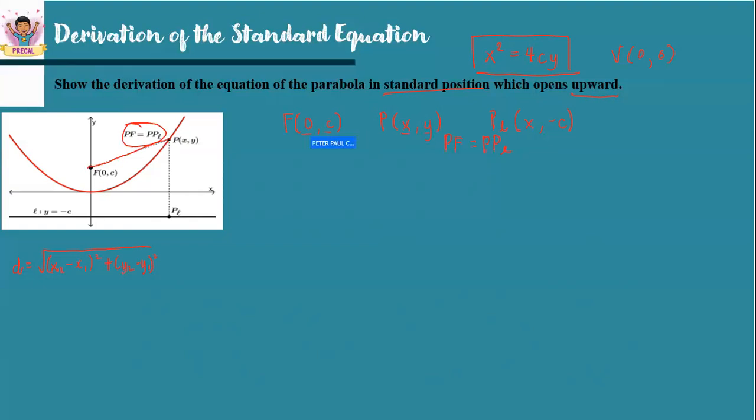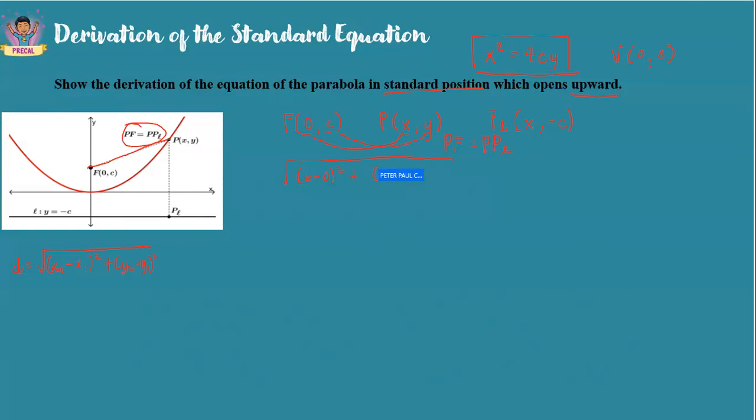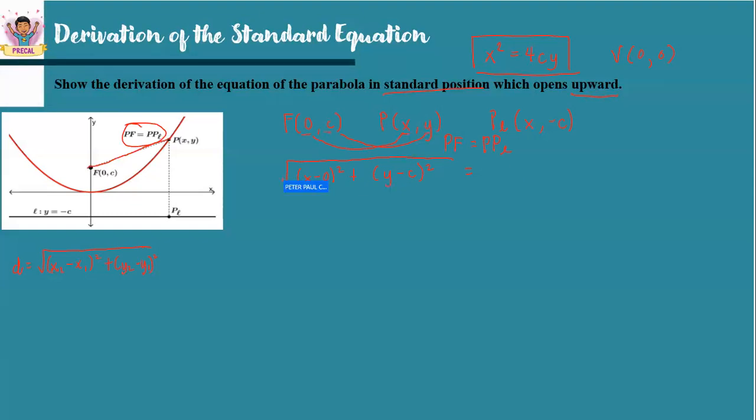We'll have the square root of the quantity x minus 0 squared plus the quantity y minus c squared. That's our distance formula from P to F. What about the distance formula from P to P sub L? We have the square root of the quantity x minus x squared.